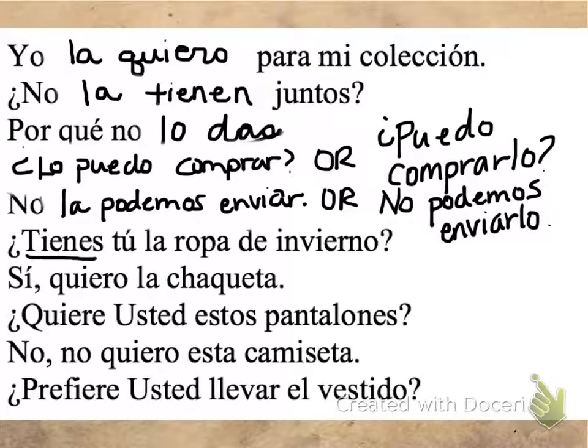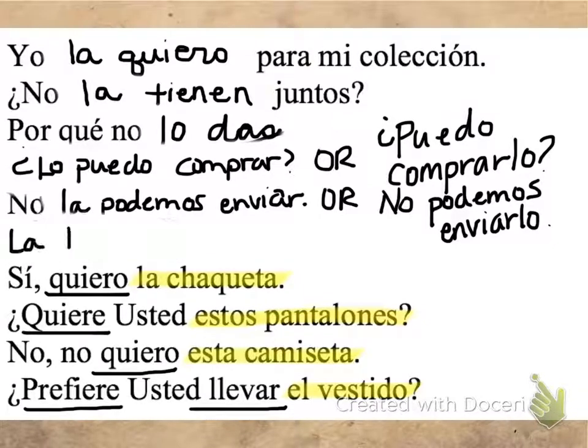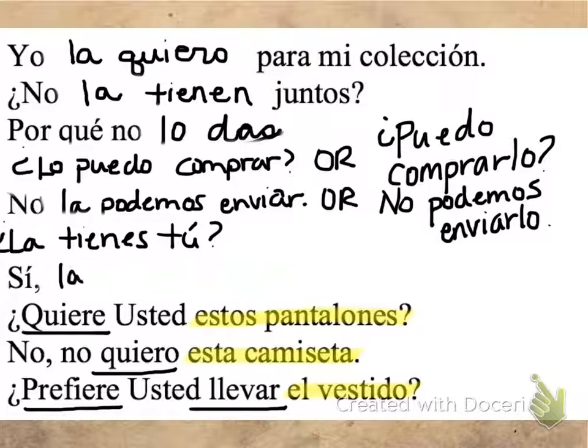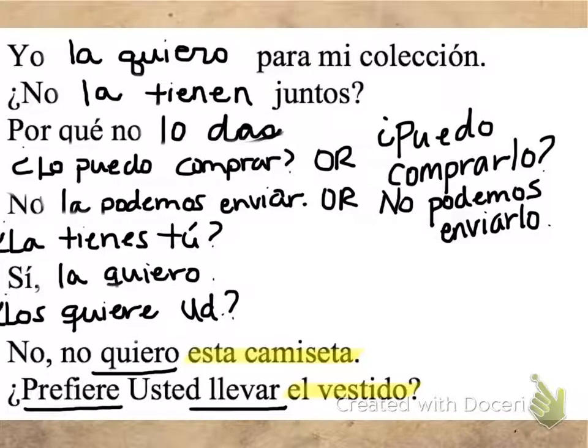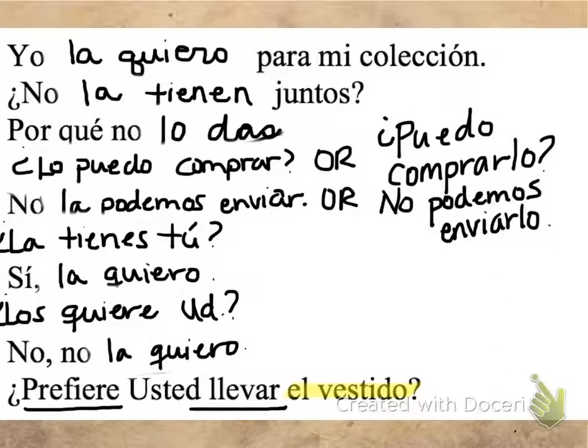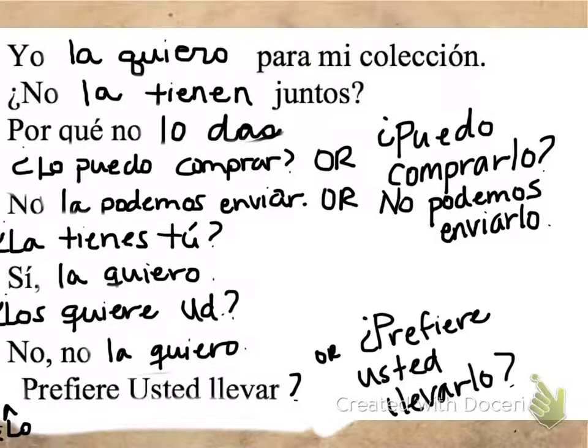Here we go, we're ready to check our answers. Here are all your verbs, here are all your direct objects. La tienes tú. La quiero. Los quiere usted. No, no la quiero. And in the sentence, there are two ways to do it again because there's two verbs there. So, la prefiere usted in the front, or prefiere usted llevarlo as one word altogether.